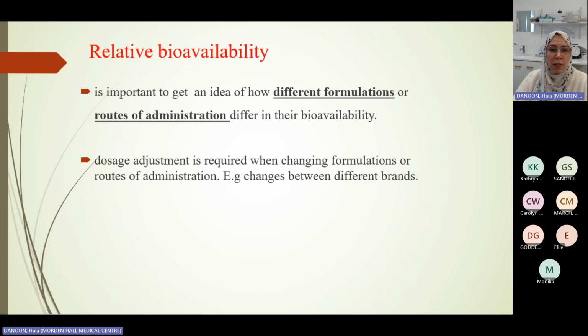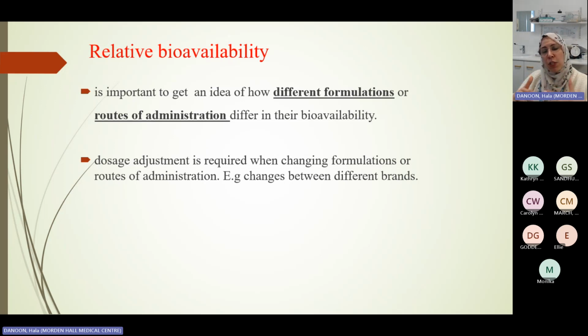So it is important to get an idea of the different formulation or route of administration, that different bioavailability, as we need to sometimes adjust the dosing when we are giving a different formulation. And that's why if we look in the BNF, you will sometimes find that it has to be prescribed by brand. For example, with Priadel, lithium, it says that we have to specifically prescribe it by brand because the absorption of the medication is variable, and because it has such a narrow therapeutic index, it's important that we continue with the same brand to maintain the same level.